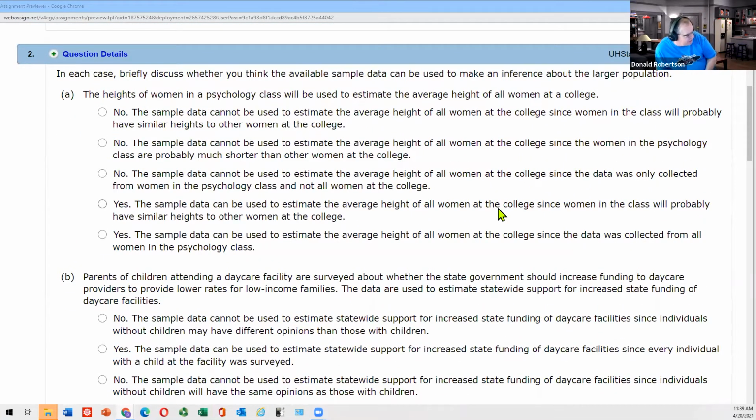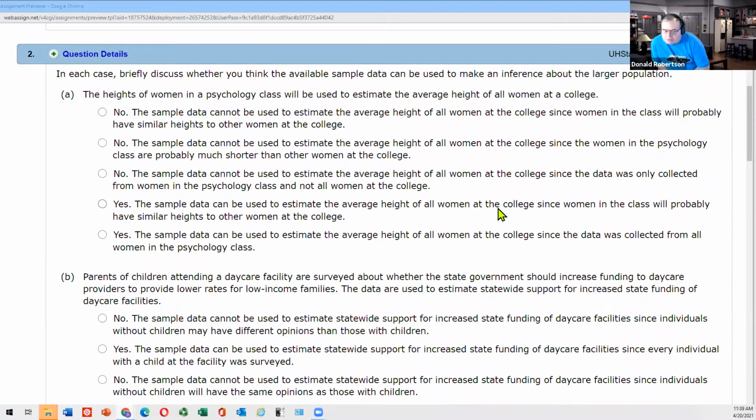Now, in each case, state briefly whether you think the available sample data can be used to make inferences. So in other words, is this a good sample? They could have just said that. Is this a fair representation sample? And they go through a whole load. The first one is: the heights of women in a psychology class could be used to estimate the average height of women at that college.